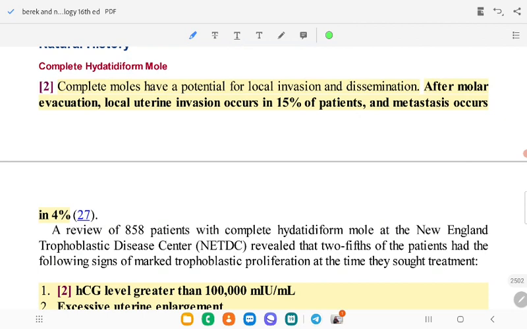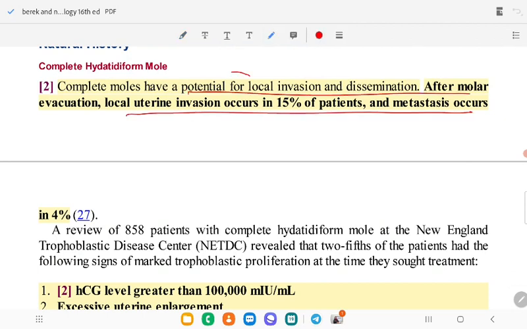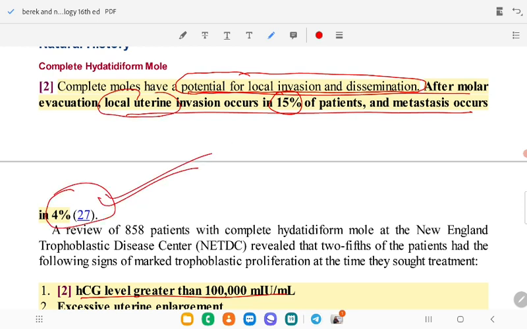Then the natural history of the disease. Usually there will be a potential for local invasion in the complete mole, and dissemination. After evacuation, there is a 15% chance of local uterine invasion and 4% will develop metastatic choriocarcinoma.